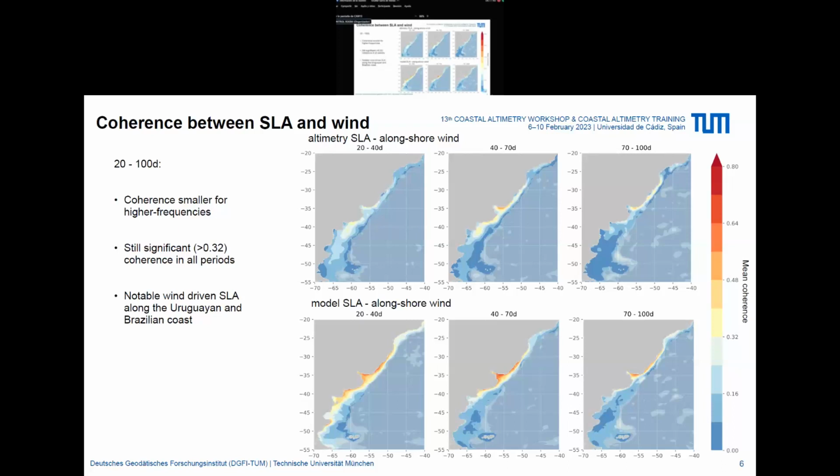But it's really notable that we obtain more wind-driven sea level anomalies for the model, and this gets especially very visible here. So here we have barely a signal or agreement for the altimetry sea level anomaly, but with the model we have almost the whole coastline covered. And yeah, again, notably, the Uruguayan and Brazilian coast is wind-driven.